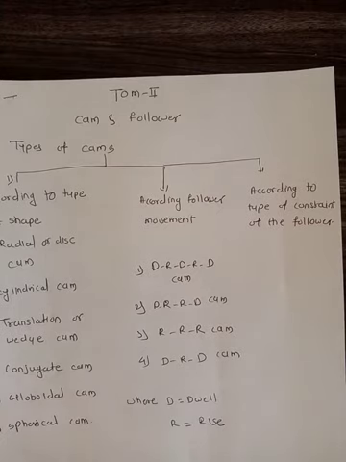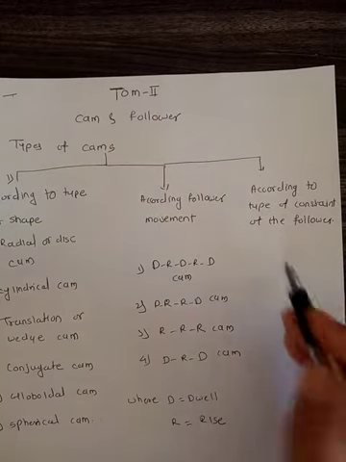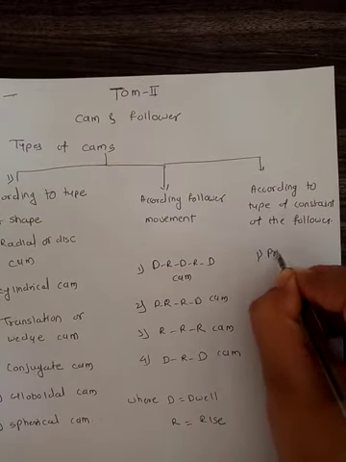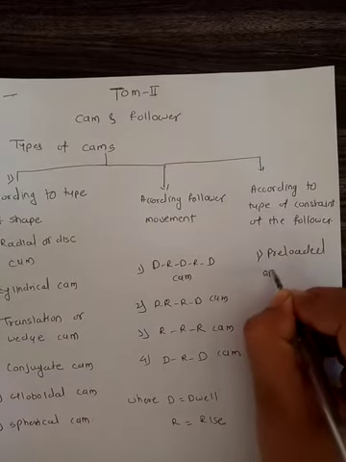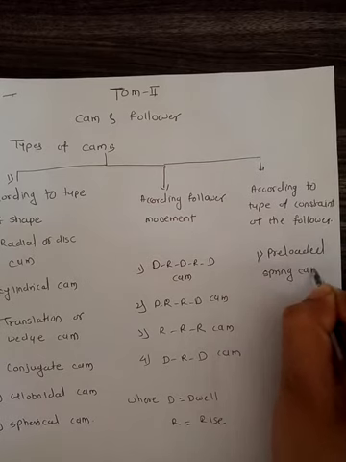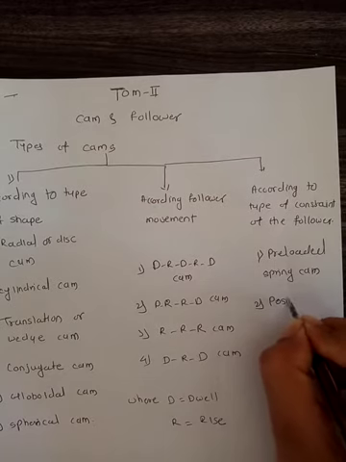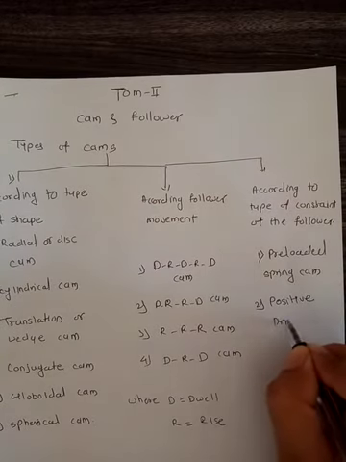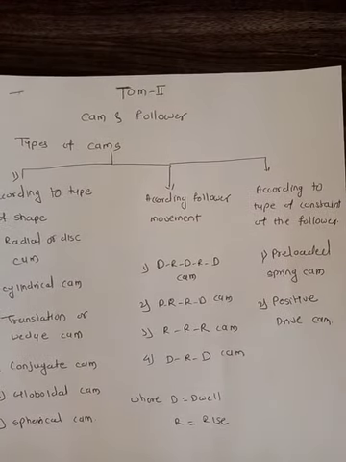And third will be according to the type of constraint of the follower. There are two types. First will be the preloaded spring cam. Second will be the positive drive cam. These are the classification of the follower.